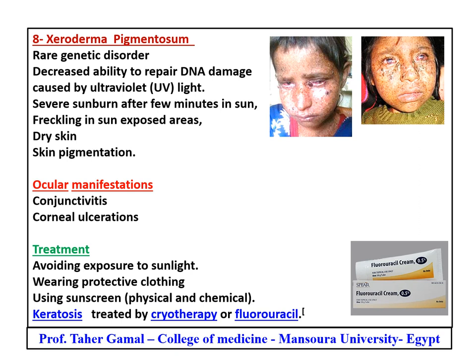The eighth disease in this group is xeroderma pigmentosum. It's a rare genetic disorder with decreased ability to repair DNA damage caused by ultraviolet light: severe sunburn after a few minutes in the sun, freckling in sun-exposed areas, dry skin and skin pigmentation. The ocular manifestation appears as conjunctivitis and corneal ulceration. The treatment: avoiding exposure to sunlight, wearing protective clothes, and using sunscreen, physical and chemical. If there is keratosis, it is treated by cryotherapy or fluorouracil.